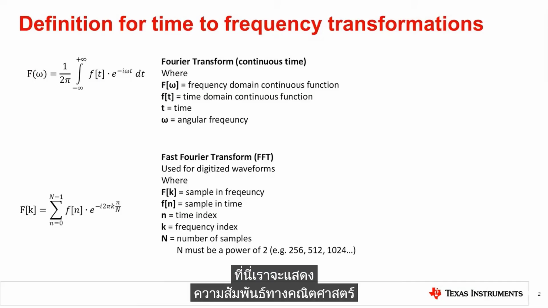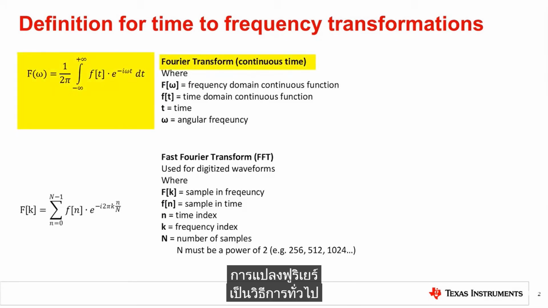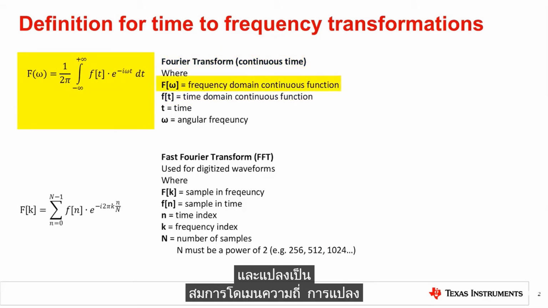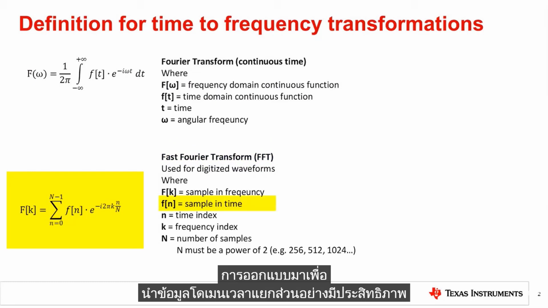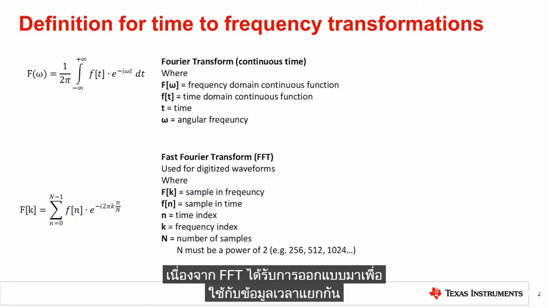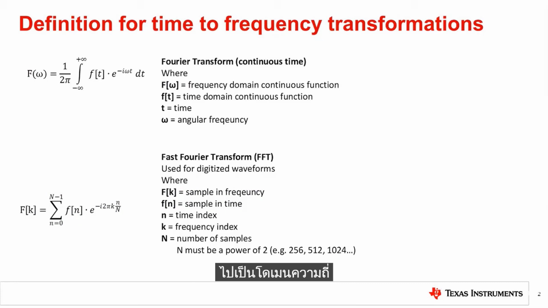Here we show the mathematical relationship for the Fourier transform and the fast Fourier transform. The Fourier transform is a general method for taking a time domain equation and converting it to a frequency domain equation. The fast Fourier transform, or FFT, is designed to efficiently take discrete time domain data and convert it to frequency domain data. Since the FFT is designed to be used with discrete time data, it is commonly used to convert ADC data from the time domain to the frequency domain.